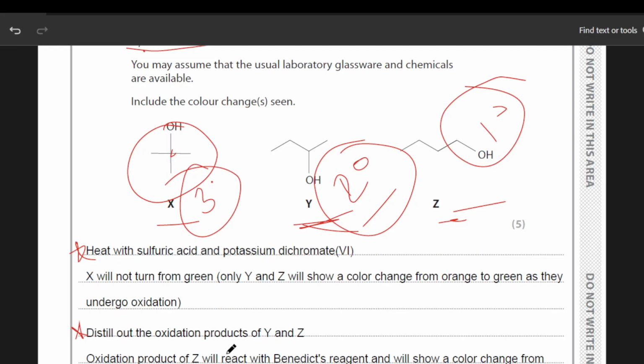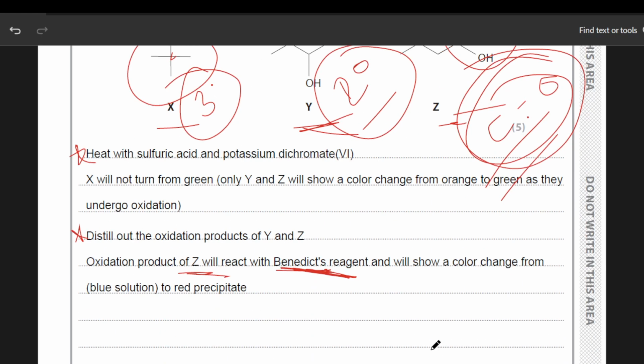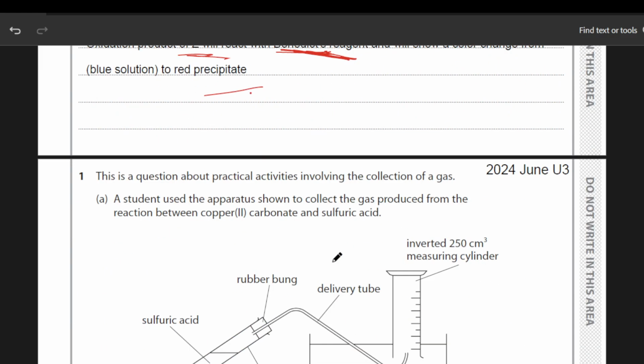So what's going to happen is that the oxidation product of Z will react with Benedict's reagent, considering it is a carbonyl compound; an aldehyde has a carbonyl group. The oxidation product will be an aldehyde, and since it contains a carbonyl group, whenever you add the Benedict's reagent, you will see a color change from a blue solution to a red precipitate.